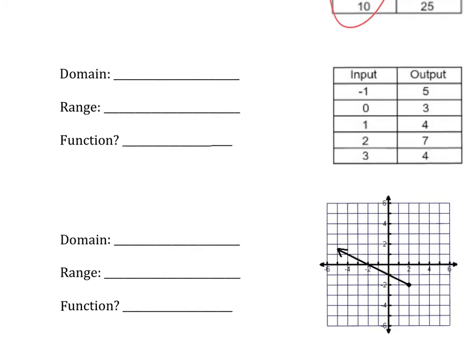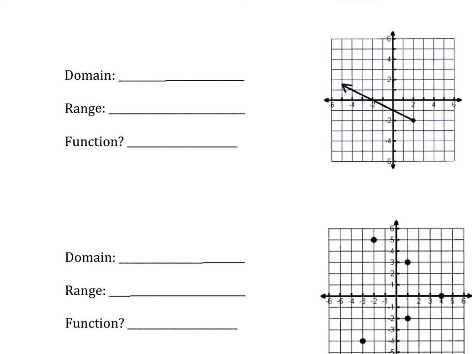All right, next example. The domain is all of our inputs. And in this case, we have -1, 0, 1, 2, and 3. And our range is our outputs. Let's see, it looks like we have 3, 4, 5, and 7. Okay, and each input only has one output, so it is a function, yes.